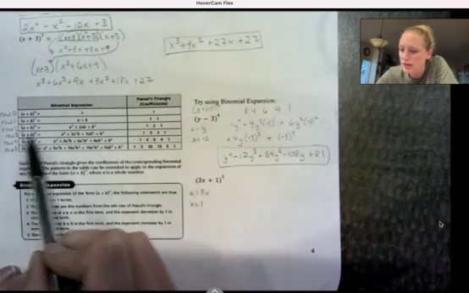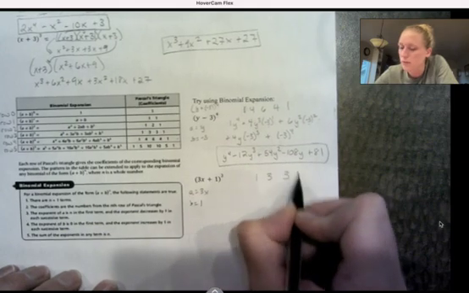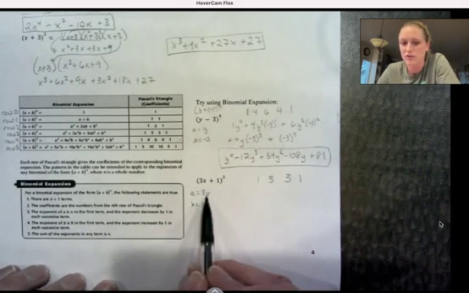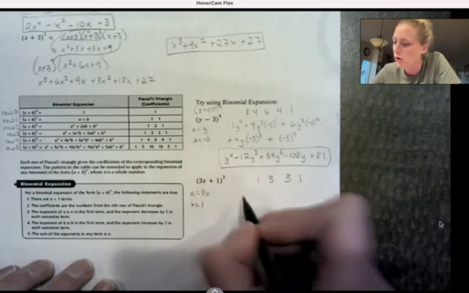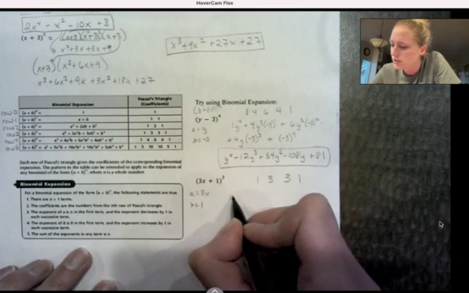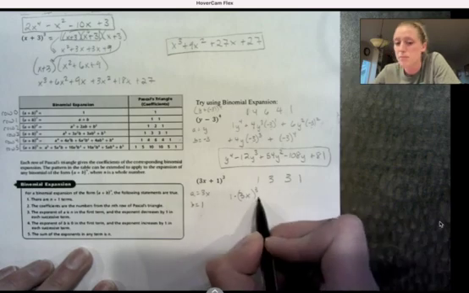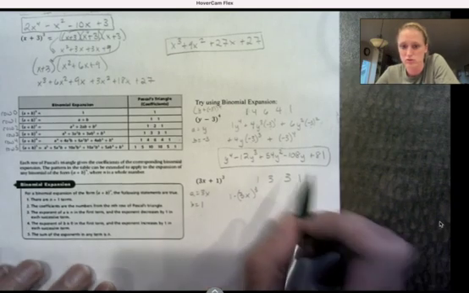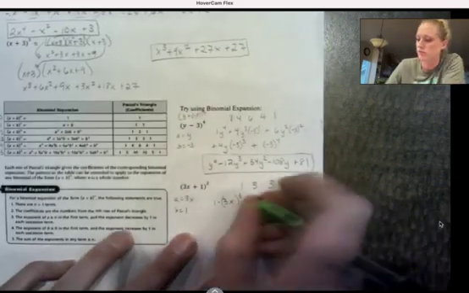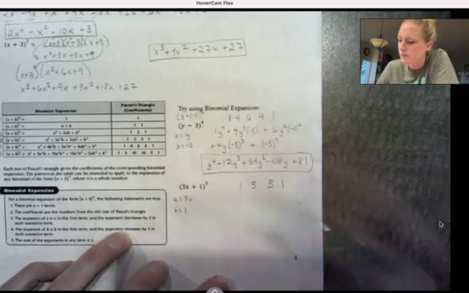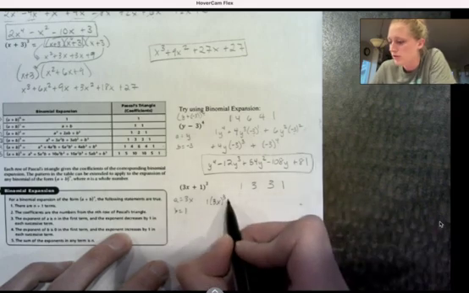So we're going to use row 3, okay? So here's my coefficients, 1, 3, 3, 1. Okay, so in this case, my a is 3x and my b is 1. So I start out with a to the exponent I'm given. So 1 times 3x to the 3rd, okay? b to the 0. So 1 to the 0 is just 1. Okay, now I'm going to scoot this over, you guys, so I have a little more room. So we have 1 times 3x to the 3rd times 1 to the 0.